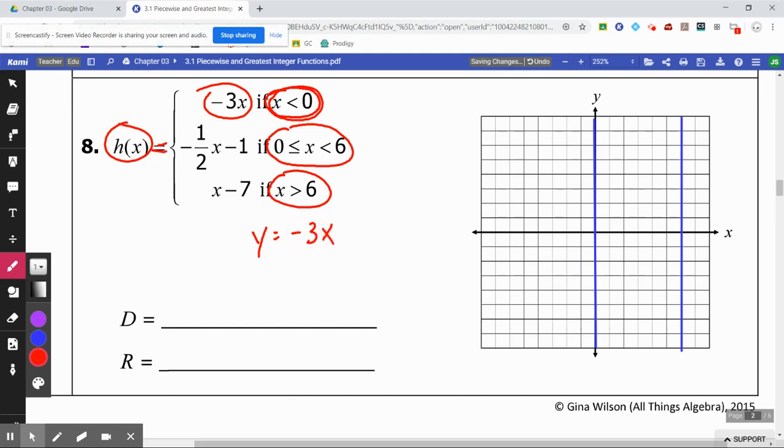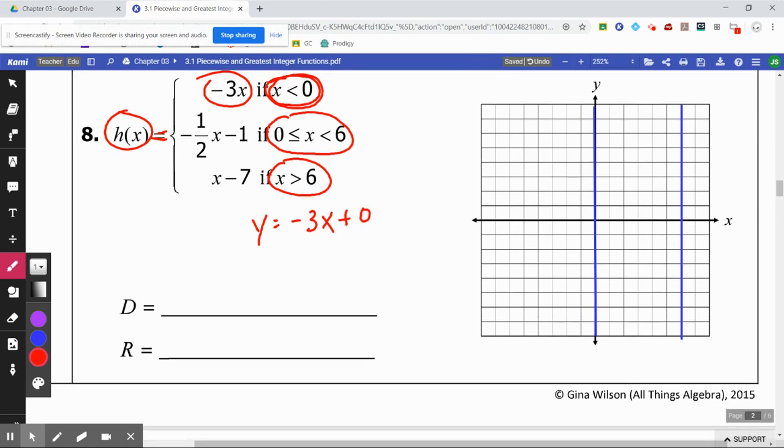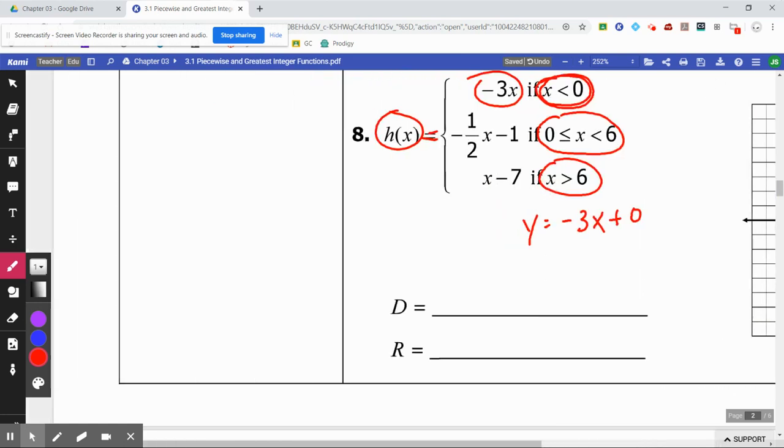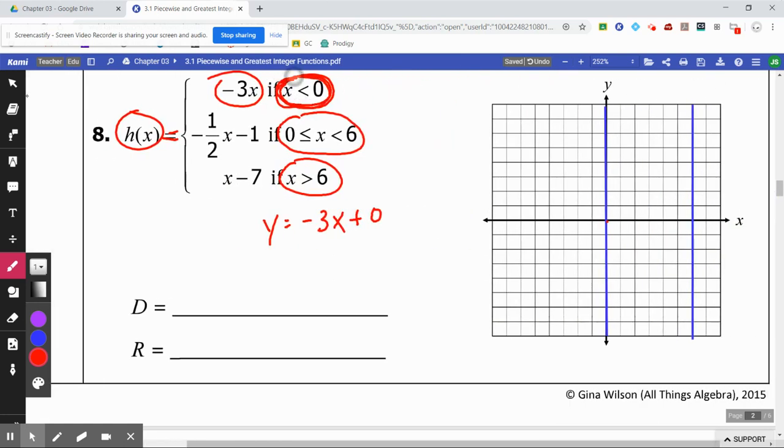-3x has a y-intercept of 0, so we're going to put our y-intercept at 0. But here's the thing, that's on my division line. So the question is, do I need to include it in my graph or not? Since here you have less than 0, it's not less than or equal to, let's do an open circle. That means it's not included.